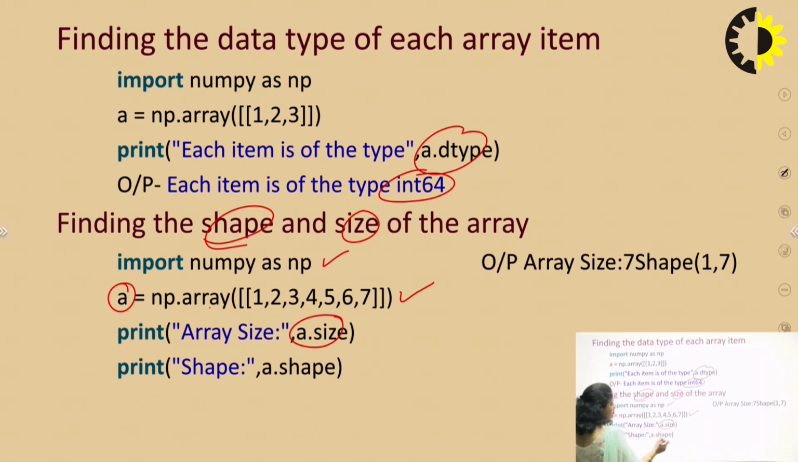Shape: 1 dimension and there are 7 elements. Okay. So the shape of this array is 1, 7. So this will be the output of the program. If we want to find out the size of the array, then the size of the array is 7, because there are 7 elements in this. If we have to find out the shape of the array, then the output will be 1, 7.